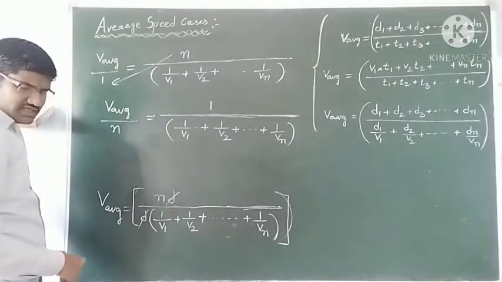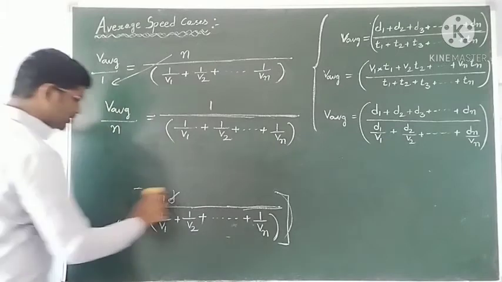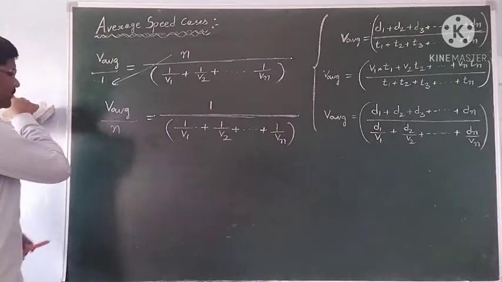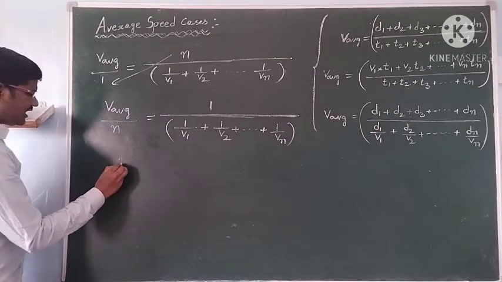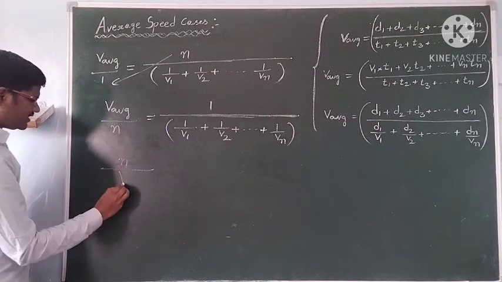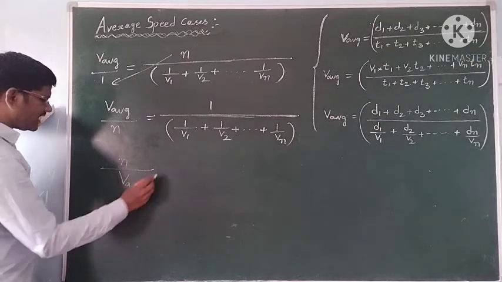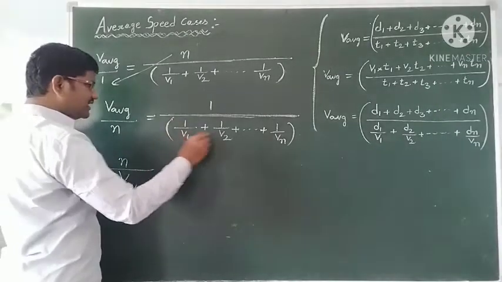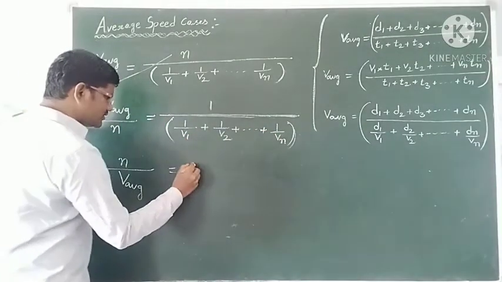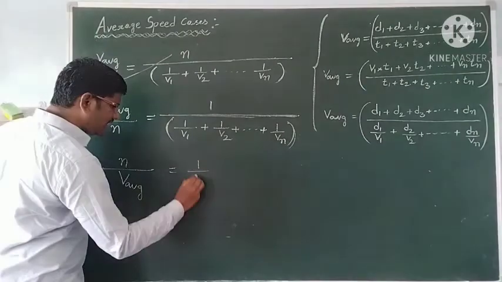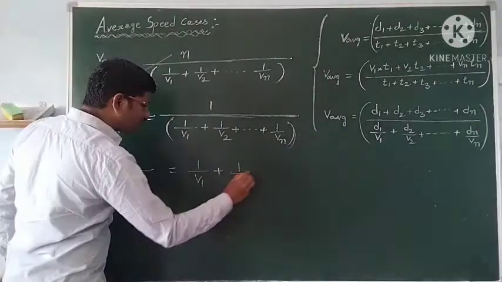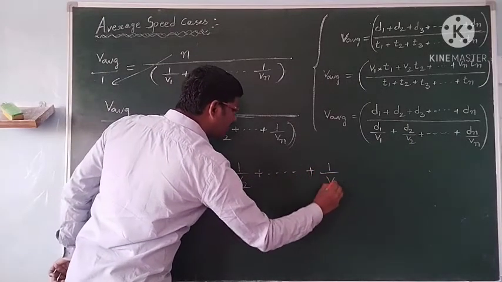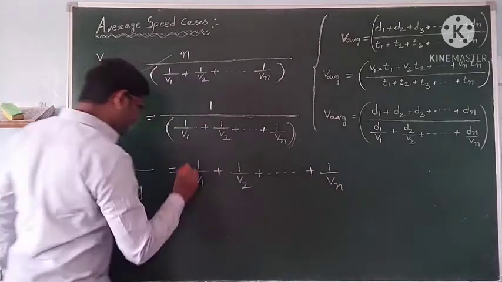So then take the reciprocal of the given equation. Take the reciprocal of the given equation, then we will get like this, see: n by V average is equal to, the reciprocal means this entire fraction goes to the numerator. So that is 1 by v1 plus 1 by v2 plus so on 1 by vn, the denominator is 1, I need not write it.